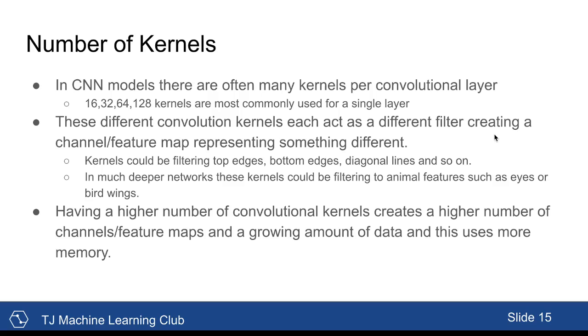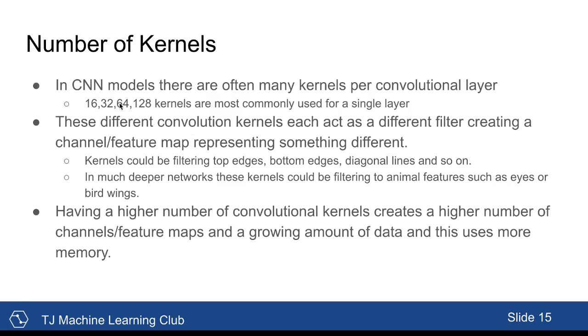In CNNs, there are often many kernels per convolutional layer, and you'll see different multiples of 16 or 32 or 64. This doesn't really have any specific reason why people do it. It's just a convention that I guess data scientists have adopted and follow for some reason.